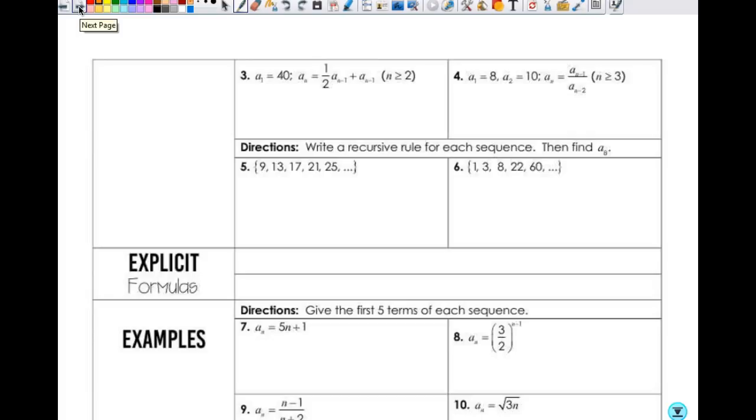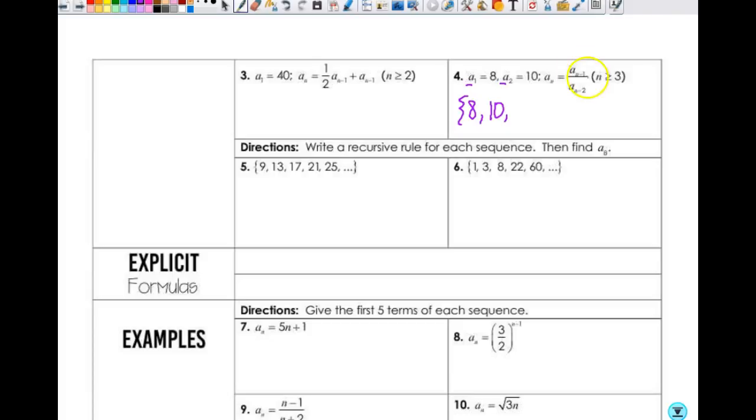And I want to look at number 4. Okay? So number 4, we have set what A1 and A2 is. And then this is my recursive formula, but since 1 and 2 are both set, that's why n only works when it's greater than or equal to 3. And I'm still looking for the first 5 terms here. So term 1 is 8, term 2 is 10.